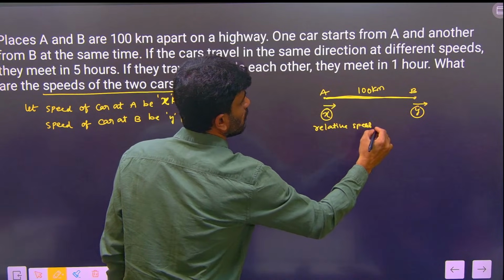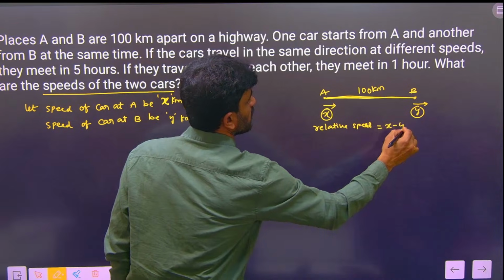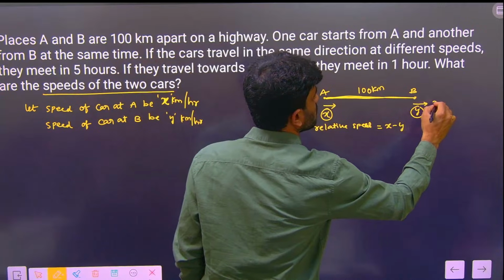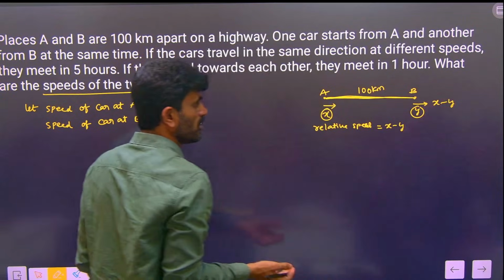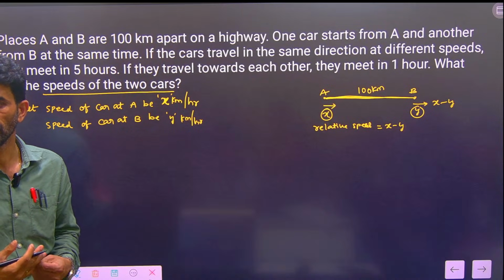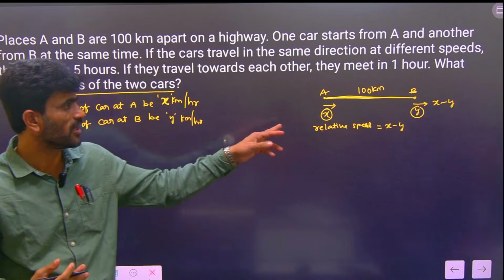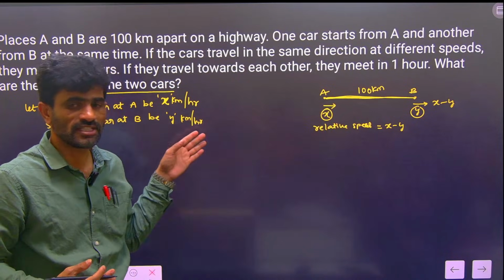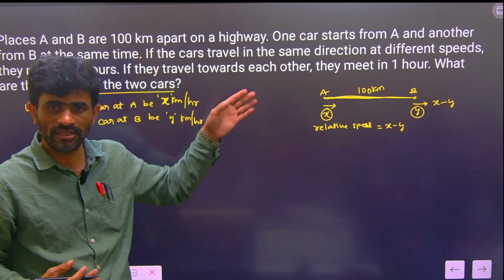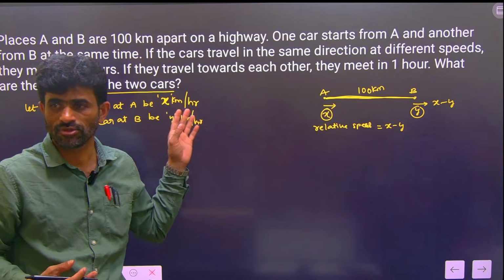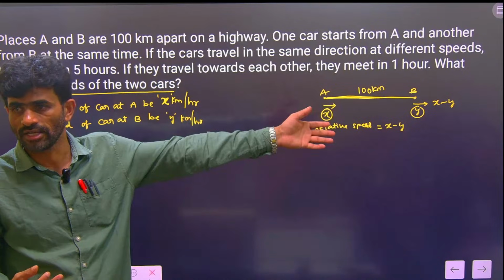How much? x minus y you should take. When they both are in the same direction, relative speed is x minus y. Why x minus y only? They are taking more time. Speed of car A will be more, speed of car B will be less. That's why it is meeting. Car at A is meeting B because B is going a little slow and car at A is going fast, so that it will meet car at B.